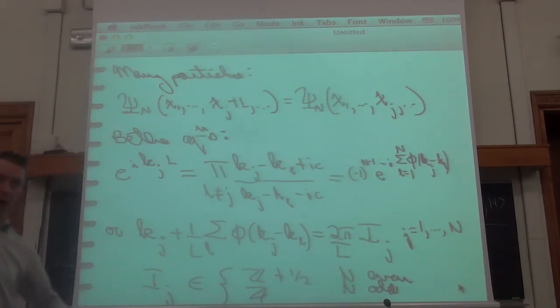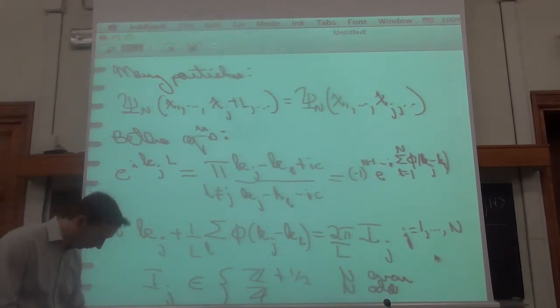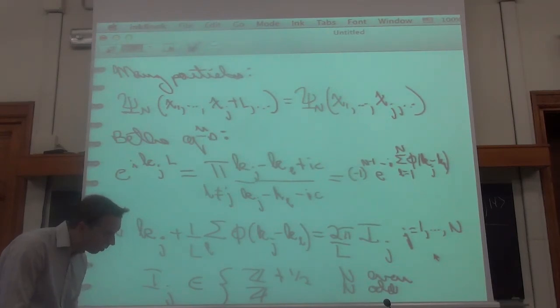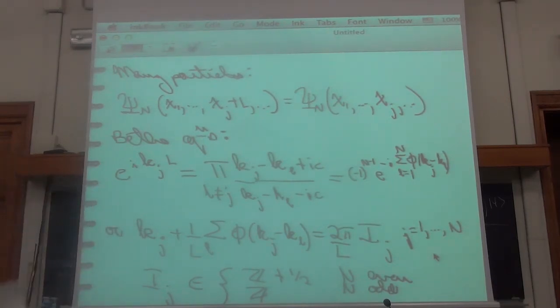Okay, so if you have an n particle wave function, your Bethe equations are n coupled equations. Every single equation is coupled to every single other equation, in a transcendental fashion. So once again, finding the explicit solutions of these things is not a trivial matter. But we'll do a little bit more on that. And I've written the form of the energy and the momentum for this n particle wave function.